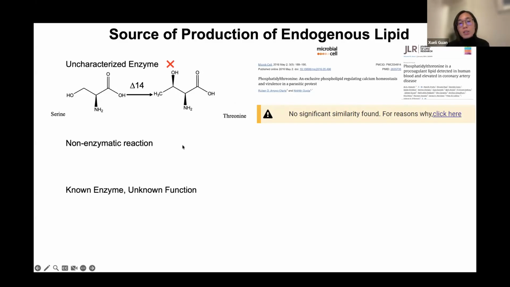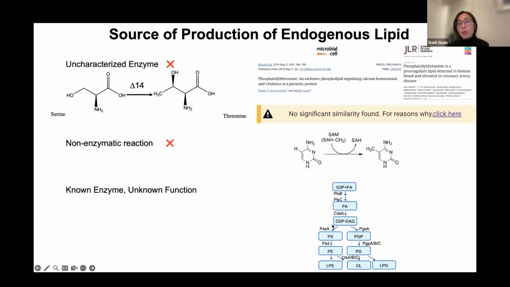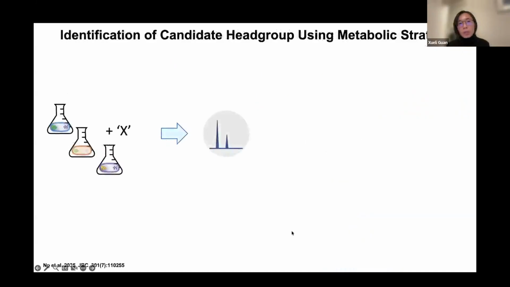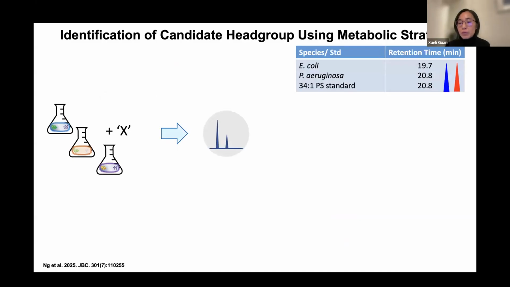The second possibility is a non-enzymatic reaction, for instance, a methyl transfer, but this is very unlikely because it is a mutagenic reaction, and we did not subject our bacteria to strong mutagens, and those are done in very routine cultures. So the last possibility is, could it be formed from a known enzyme but with unknown function? And one of our candidate pathways is the phosphatidylserine pathway, and phosphatidylserine is a precursor for forming the major lipid in E. coli, PE. So what we did is to feed the bacteria under minimal media conditions with potential substrates that we postulated have a 14 Dalton difference from serine and are available commercially. And we then subjected the fed bacteria to lipid extraction and LC-MS analysis.